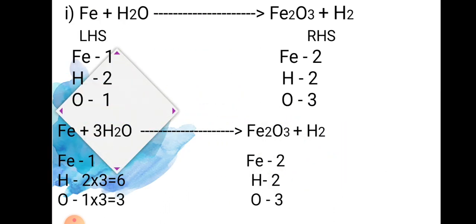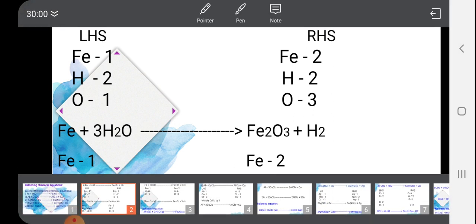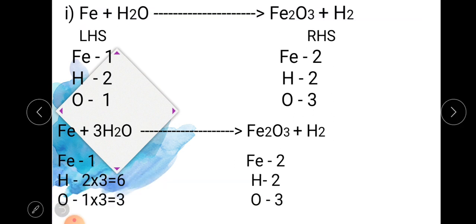First one, reaction of iron with water. Before balancing a chemical equation, I told you to write the reactants and products, means LHS and RHS. So this is the reactant, this is the product. How many iron are there on the reactant side? 1. How many hydrogens are there on the reactant side? 2. How many oxygens are there? 1. Same on the RHS also you should write down.